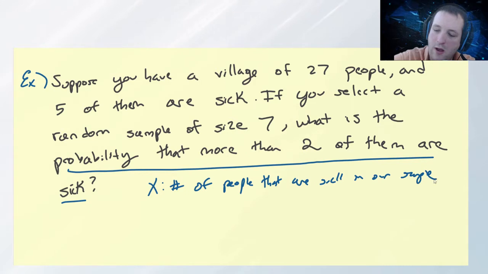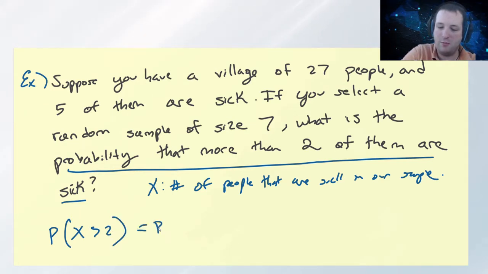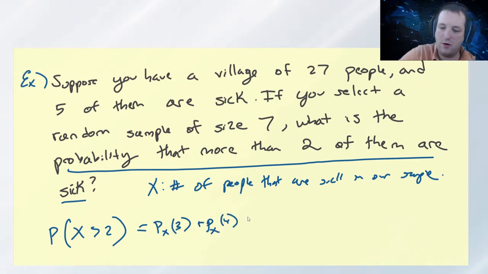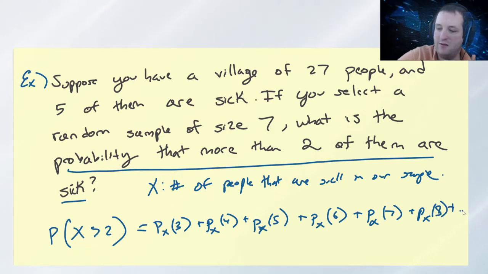right? And this particular problem is asking the probability that more than 2 of them are sick, right? So this is going to be equal to the probability that x is equal to 3 plus the probability that x is equal to 4 plus the probability that x is equal to 5 plus the probability that x is equal to 6 plus the probability that x is equal to 7 plus the probability that x is equal to 8 plus and so on, right? So no big deal there.